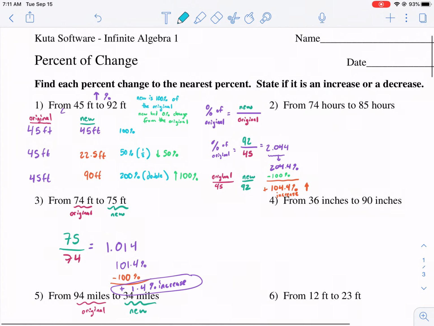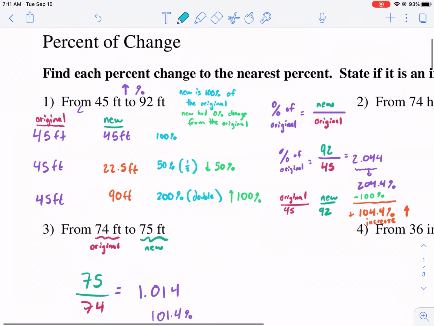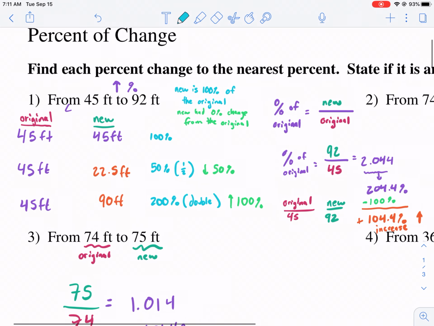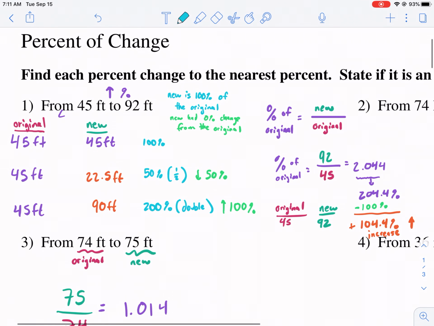And there you have it. This is the basics of how you calculate percent change, the percent of the original. With this whole setup, you should be able to do any problem that you encounter with percent change. Hope you found this helpful.